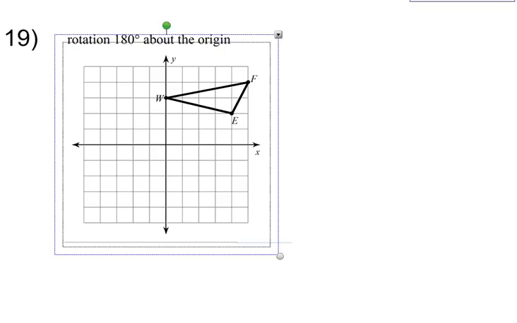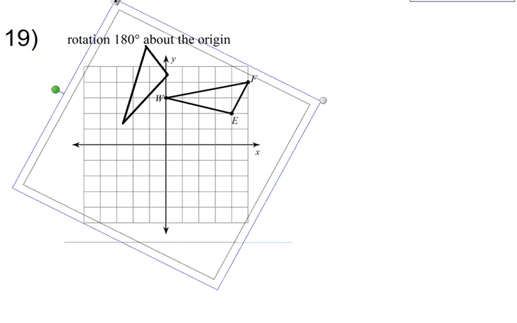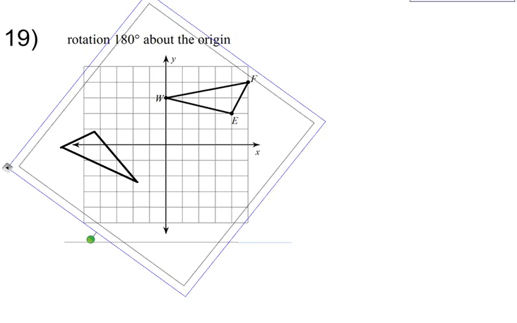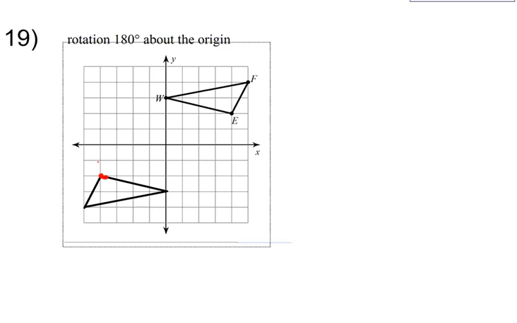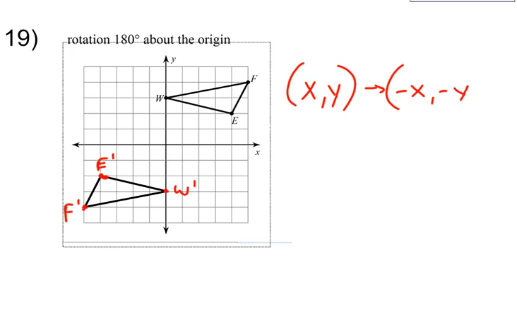Okay, rotation. Just going to show you this. 180 degrees. That would be 90. Go another, that would be a 180. Relabel our points. And we have the answer. Also, don't forget the rule. The rule just says switch the sign of the x and the y. For example, E is 4, 2. E prime is -4, -2.